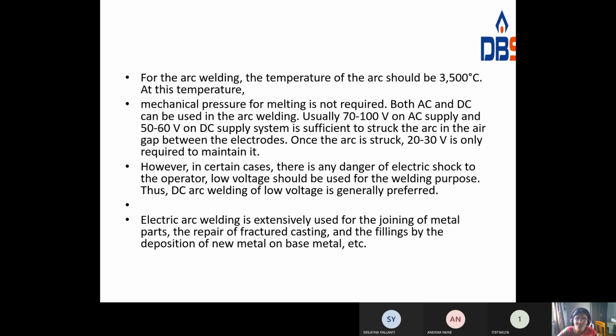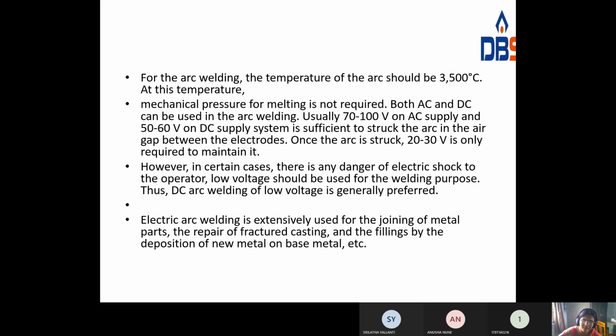Okay, so when first striking the arc, these are the voltages required. Once the arc is struck, only 20 to 30 volts of energy is sufficient to maintain it. So at that time only 20 to 30 volts of energy will be required.